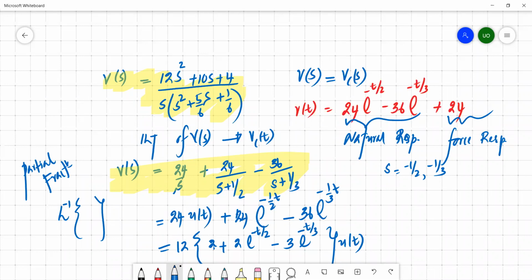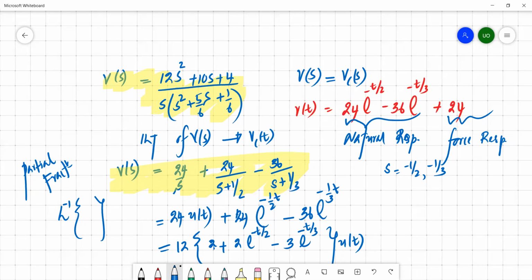But for this particular case, we know that if you plug in these DC sources, the forced response would be a constant. That's why this 24 is there. So in general, this is a second order circuit, so we have these two exponential terms.